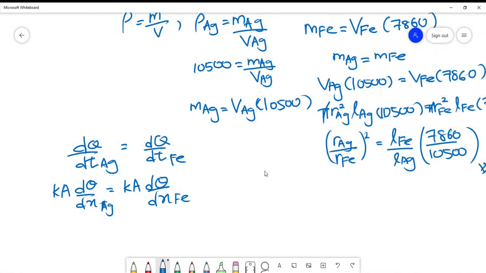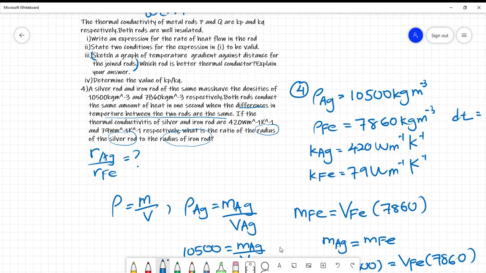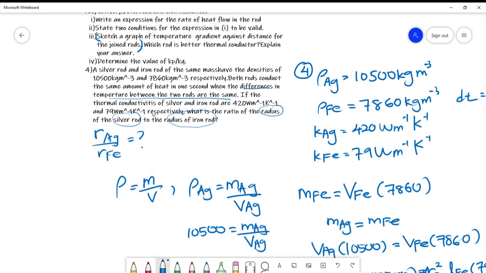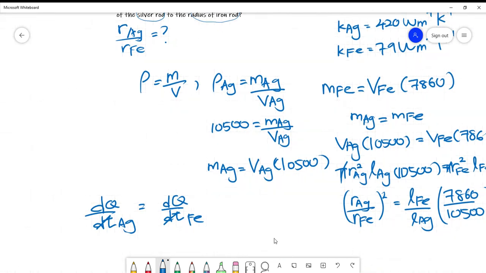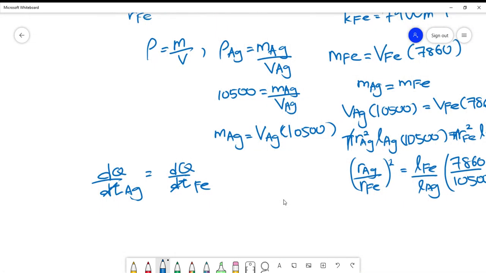Okay, so since the heat flow is in 1 second, this can be cancelled. Both rods are 1 second, is it correct? Both rods conduct the same amount of heat in 1 second. So the dt is actually equal to 1.